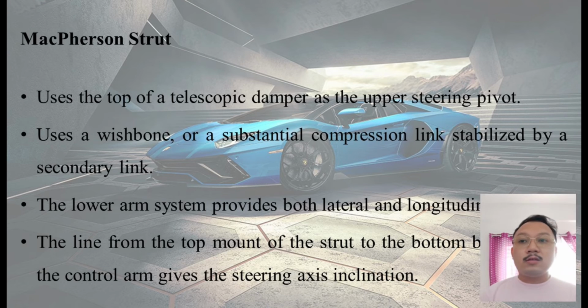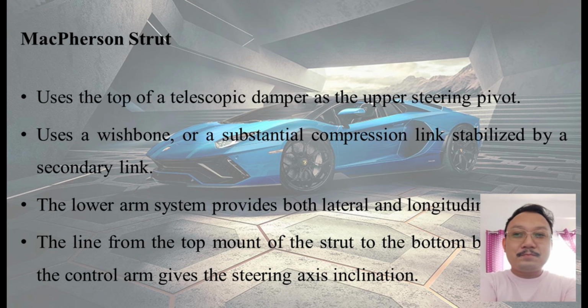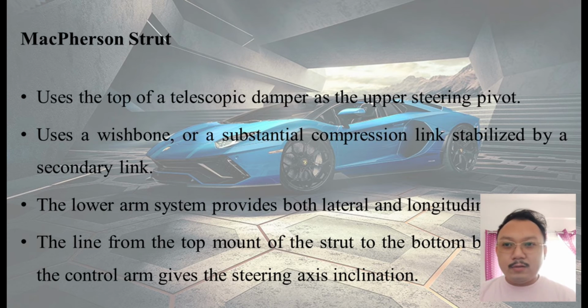First, it uses the top of a telescopic damper as an upper steering pivot. And it uses a wishbone or substantial compression link, so that's a secondary link. The lower arm system provides both lateral and longitudinal location. The line from the top mount of the strut to the ball joint gives the steering axis inclination.